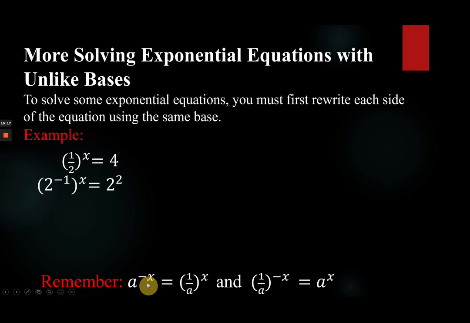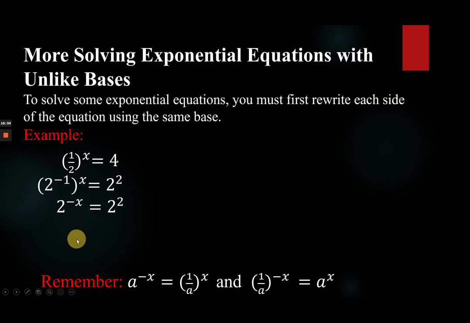2 raised to negative x. 4 is equal to 2 squared. Negative 1 times x is negative x. This is the one I'm trying to explain here. It's a shortcut. So we now have the same base.